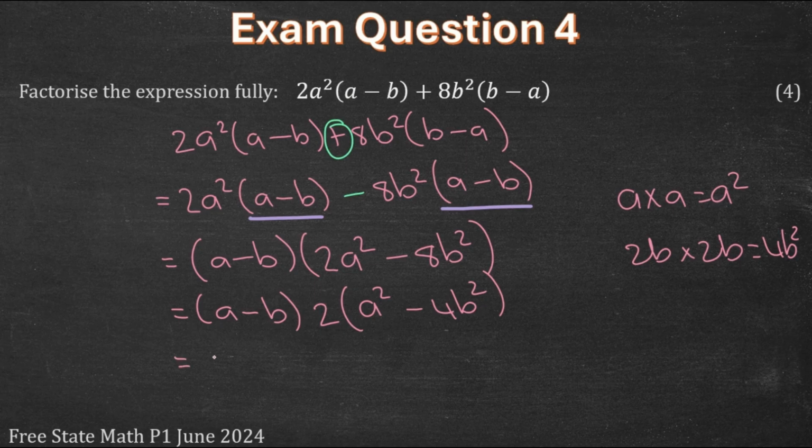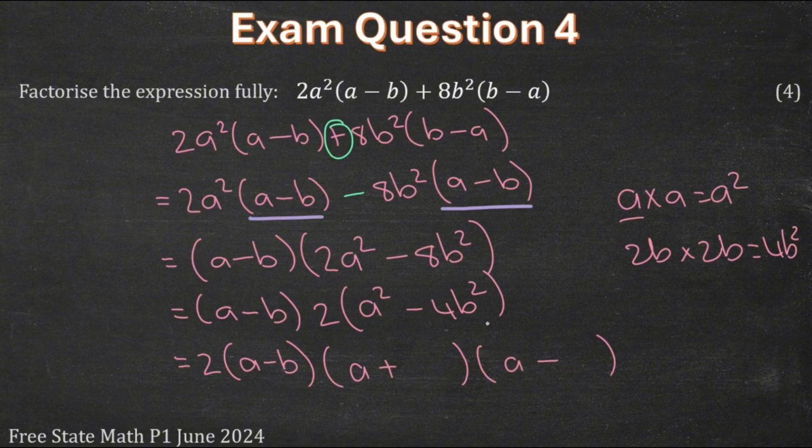So let's rewrite this again. I can move this 2 to the front. Then I write my first bracket. And now what do we do? We open up 2 brackets. The one bracket gets a plus sign. The other bracket gets a minus sign. Now you take your first term and you find the square root for that term. So the square root of a squared is a. So I write that in the first space of each bracket.